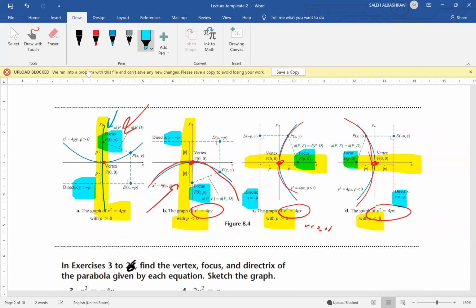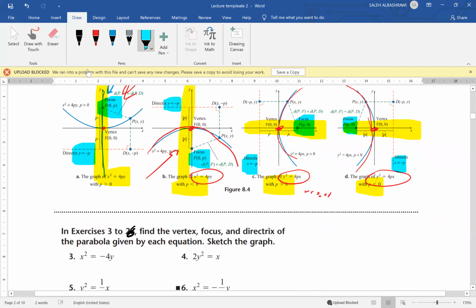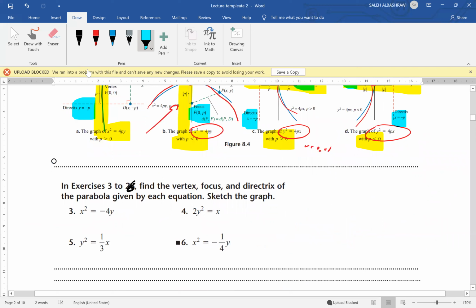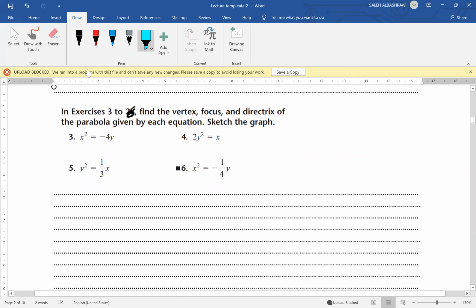Let's have some examples of how to find these properties for some parabolas. In the given exercises, find the vertex, focus, and directrix of the parabola given by each equation, and sketch the graph. Question number 3: x squared equals minus 4y.